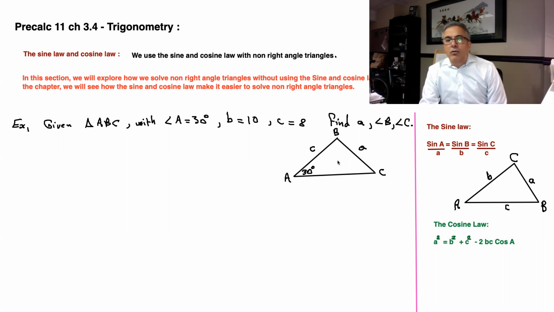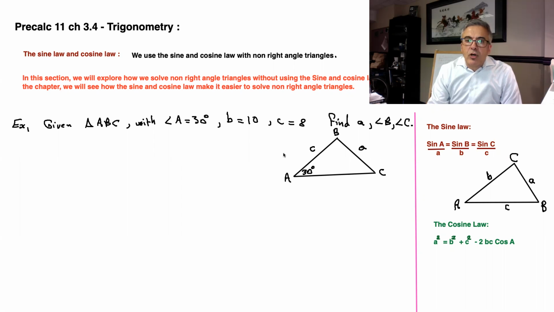So the sine law and the cosine law, we use them with non-right angle triangles. So we're not resorting to SOHCAHTOA when we have 90-degree angle triangles or right triangles. We're working with non-right angle triangles. So if you give me something like this, definitely I cannot use SOHCAHTOA because I don't have a right angle.